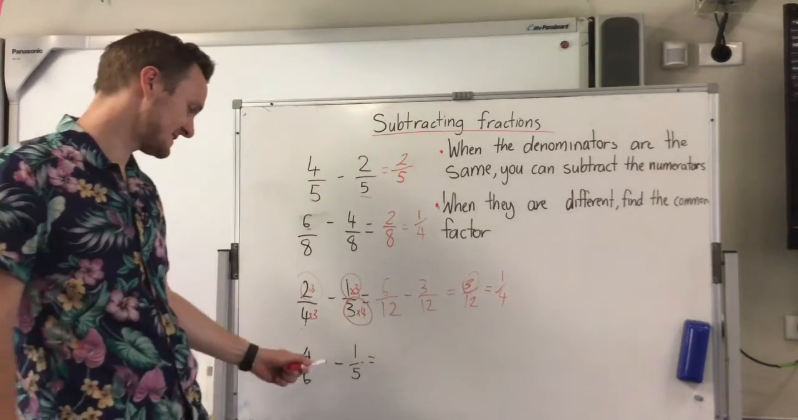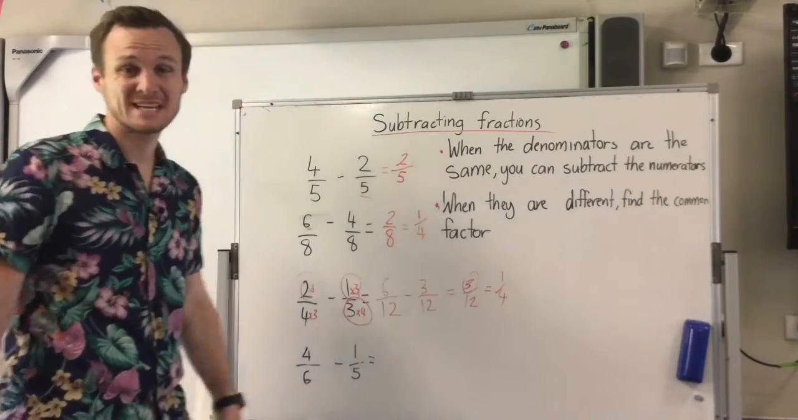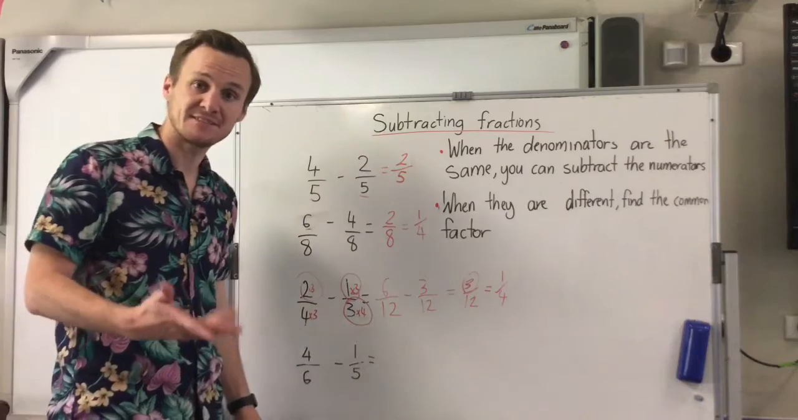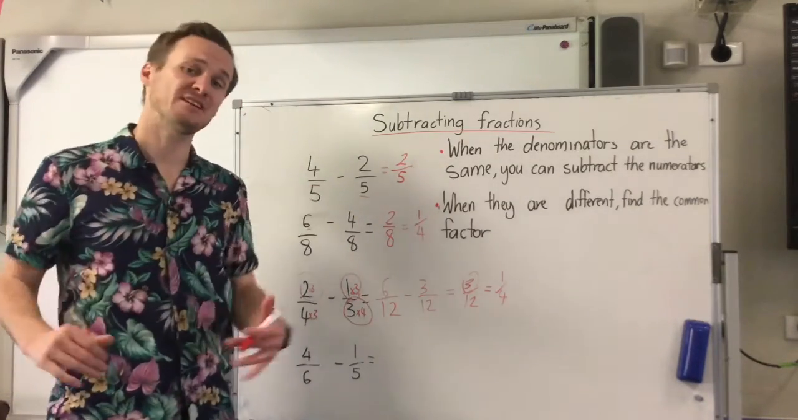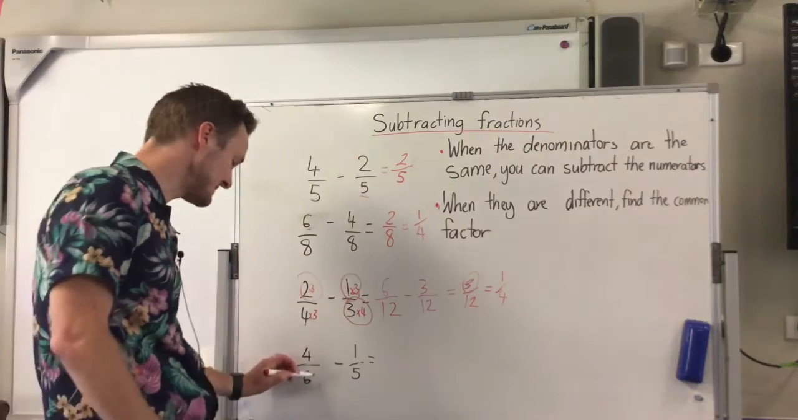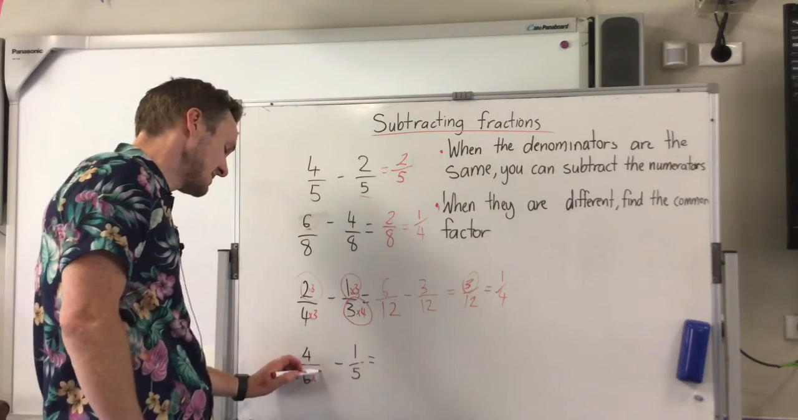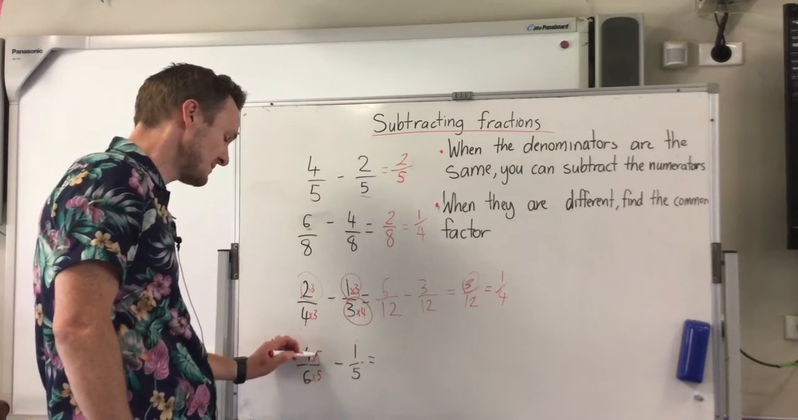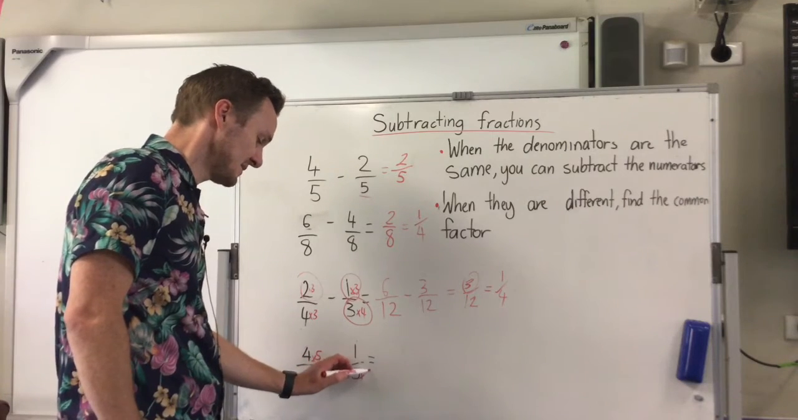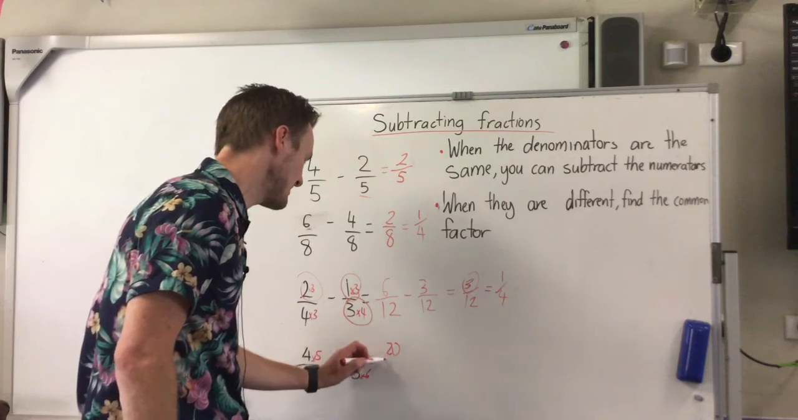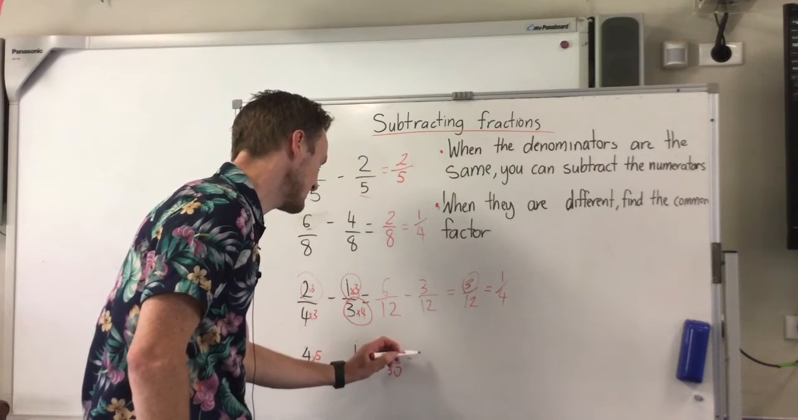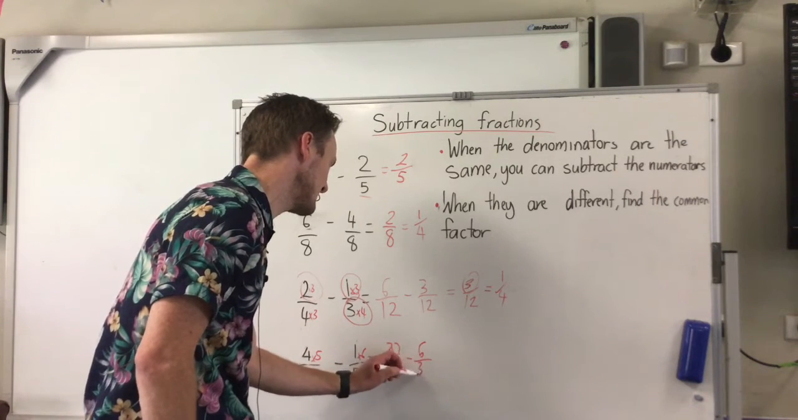We have 4/6 take away 1/5. By just looking at that, I know that 5, 10, 15, 20, 25, 30, and 6, 12, 18, 24, 30. 30 is the lowest common multiple of both of these numbers. Now to get to 30, I need to times the 6 by 5, so I times the top by 5 as well. 5 needs to times by 6, so we times the top by 6. So that becomes 20 over 30, take away 6 over 30.